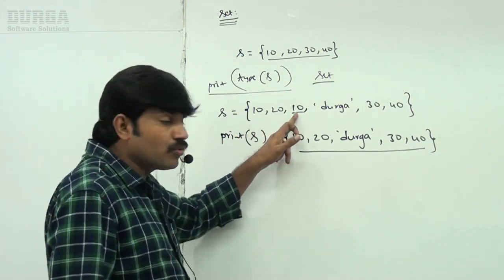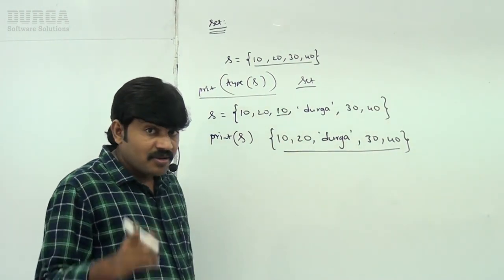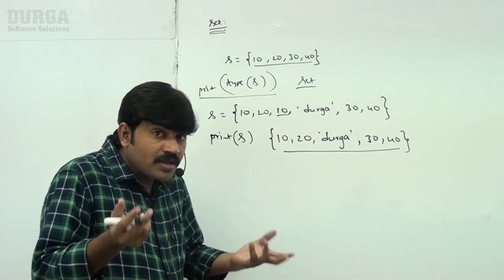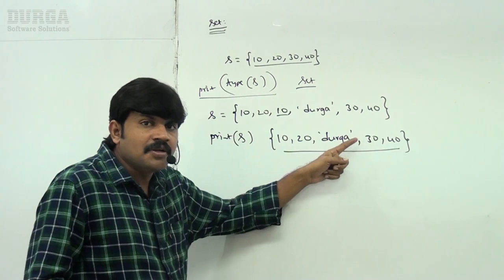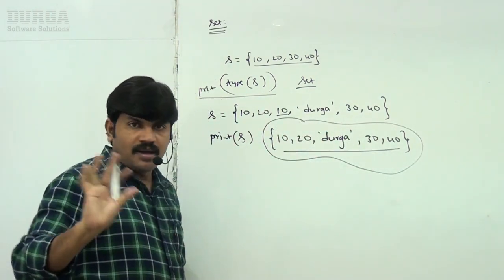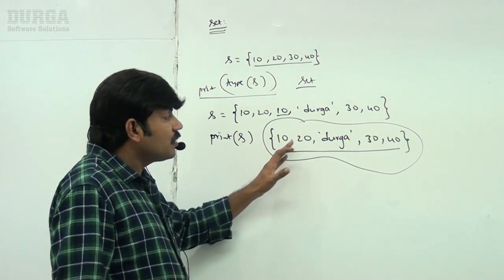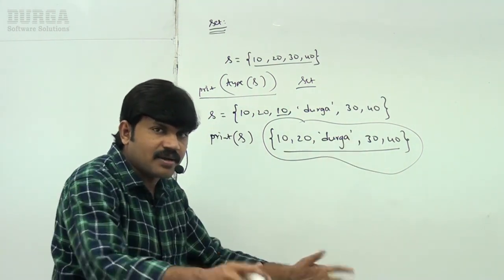Even if you are trying to add something 2 times, it is always going to be considered only once. Duplicates are not allowed. But what is the output? These are the elements, but I can't give a guarantee for the order. In the case of a set, order-wise, we can't give the guarantee. So these elements will come, but in which order, I don't know.